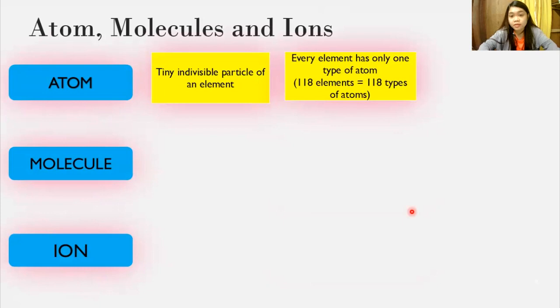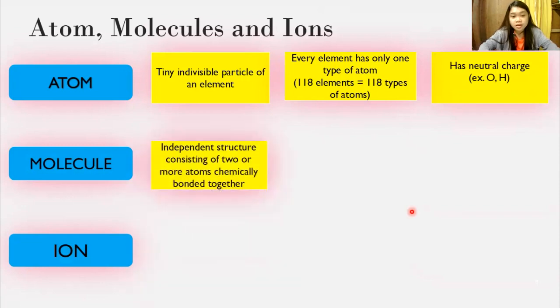So as we know, every element has only one type of atom, as claimed in John Dalton's theory. Now in our periodic table, we have 118 elements, so it means that we have 118 types of atoms. Also, atoms have neutral charges. Examples are oxygen, hydrogen, carbon, helium. These are examples of atoms, and they do have neutral charges.